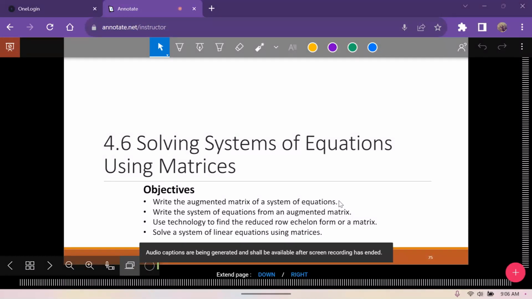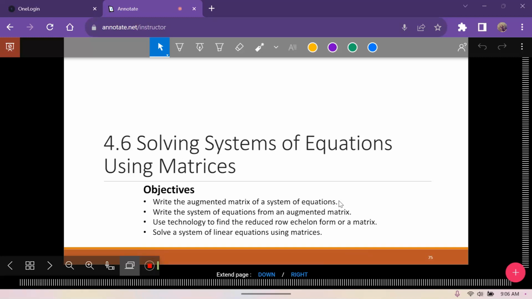Hello, today we are doing the last lesson for Math 1314. It is 4.6, solving systems of equations using matrices. We're also going to look at some other ways to solve them without matrices as well. So let's just jump right in.